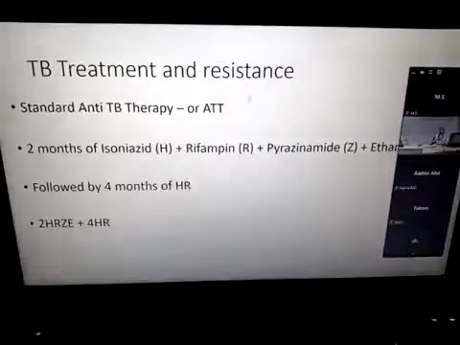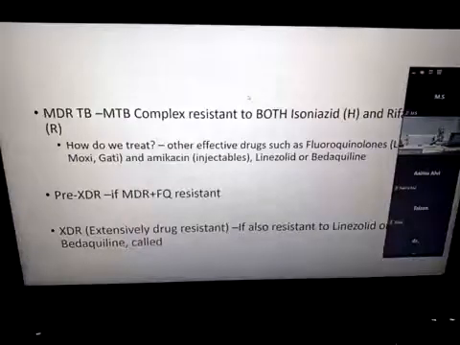Okay, so I'm just quickly going to go over TB treatment. As we said, standard anti-TB therapy, ATT, you have 4 first line drugs: isoniazid, rifampicin, pyrazinamide, and ethambutol. After 2 months, we use 4 months of the backbone of therapy, which is isoniazid and rifampicin, and that is your treatment of 2 months of HRZE and 4 months of HR, and that is your sensitive TB treatment.